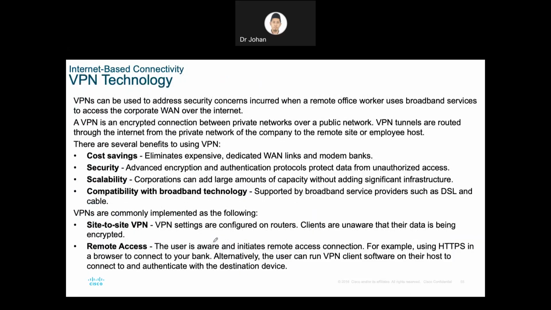VPN technology. VPN can be used to address security concerns when a remote office worker uses broadband services to access the corporate WAN over the internet. A VPN is an encrypted connection between private networks over a public network. VPN tunnels are routed through the internet from the private network of the company to the remote site or employee host. There are several benefits to using VPN.